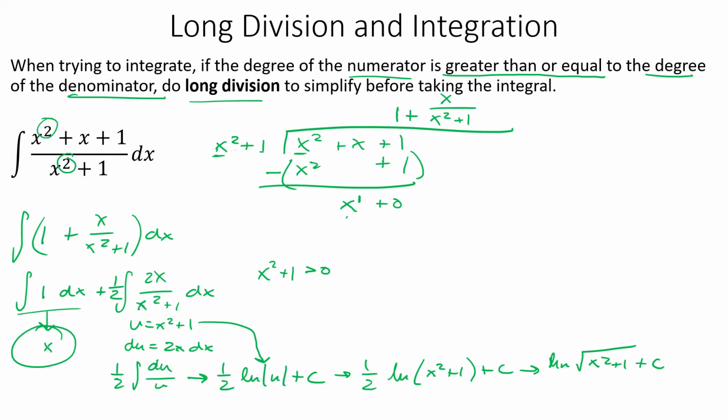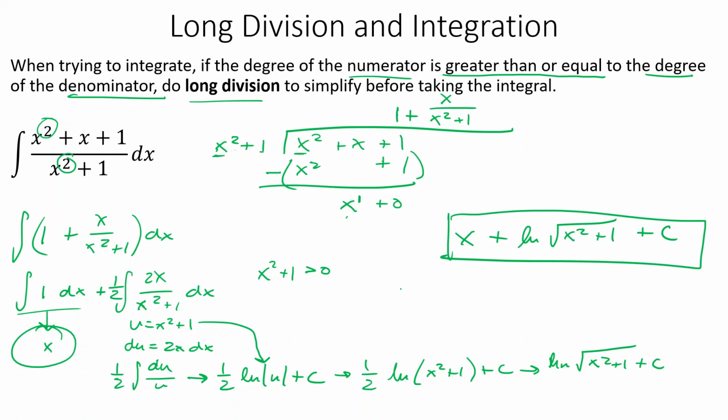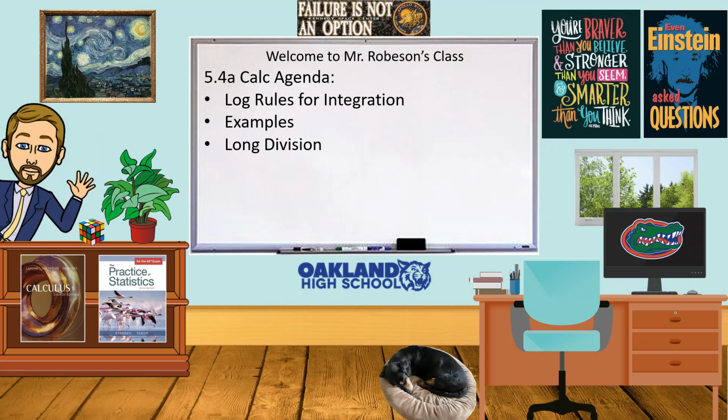Now don't forget we also had this guy here. So our final answer is going to be x plus this guy, ln of the square root of x squared plus 1 plus c. So we just put our two answers together, and there we go. That's long division. All right, so there's some basic log rules and long division with a couple of examples.